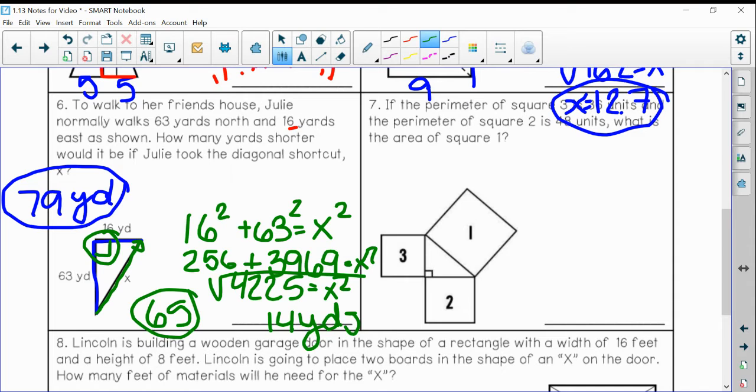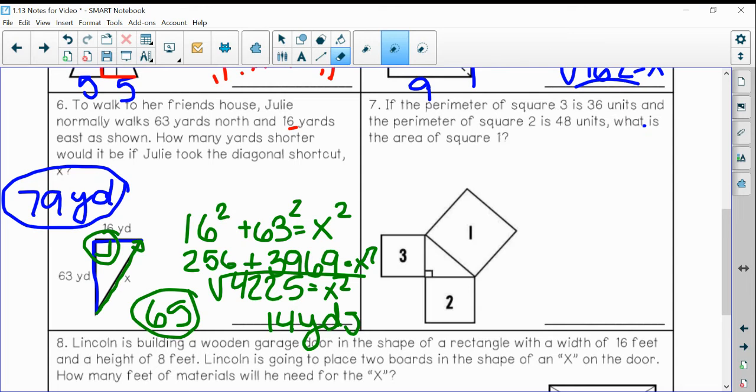All right, 7, we did one like this already. And it says that the perimeter of the square 3 is 36 units. Well, perimeter is side plus side plus side, so side times 4. So 36 divided by 4 means that each side is 9.